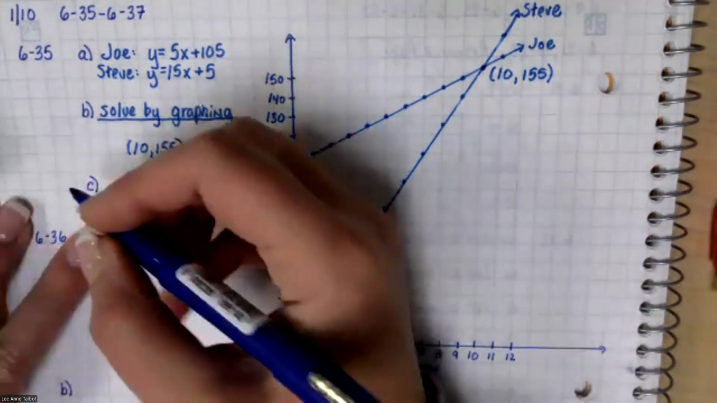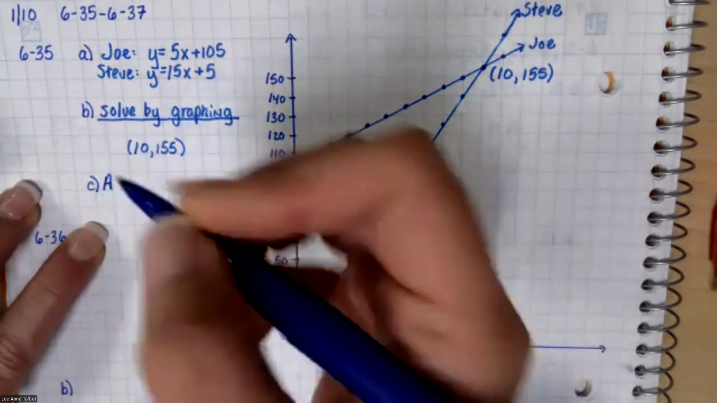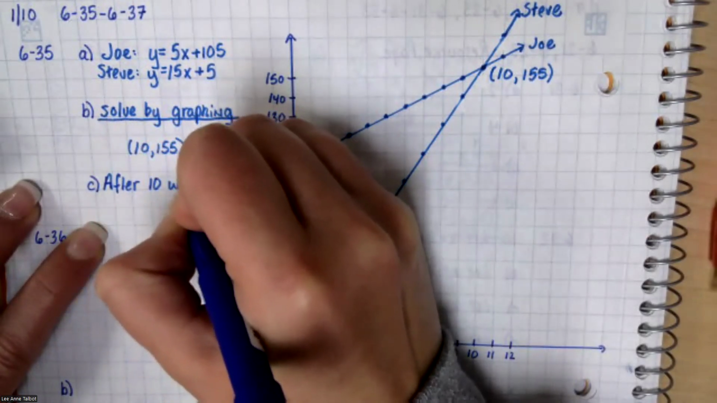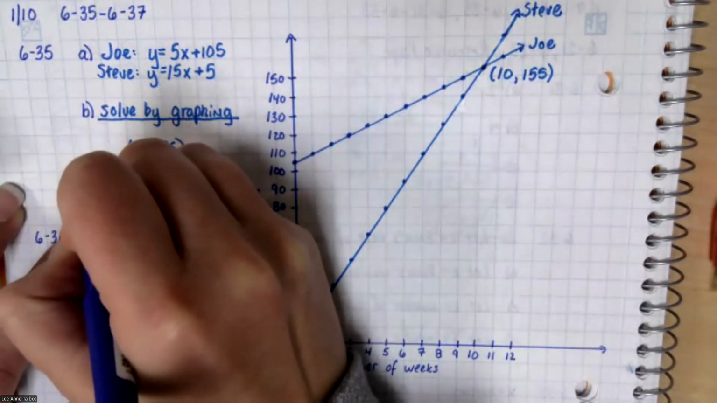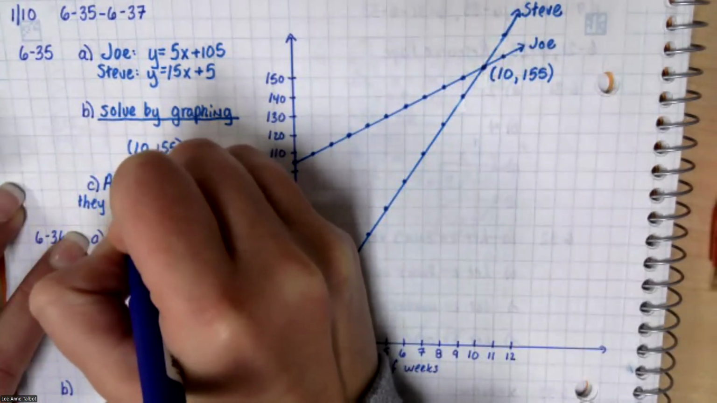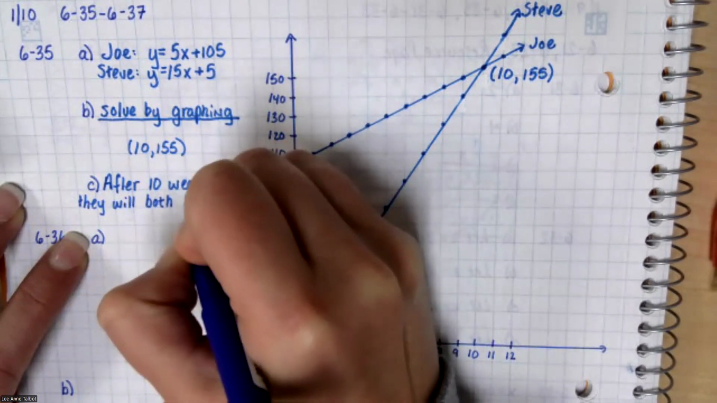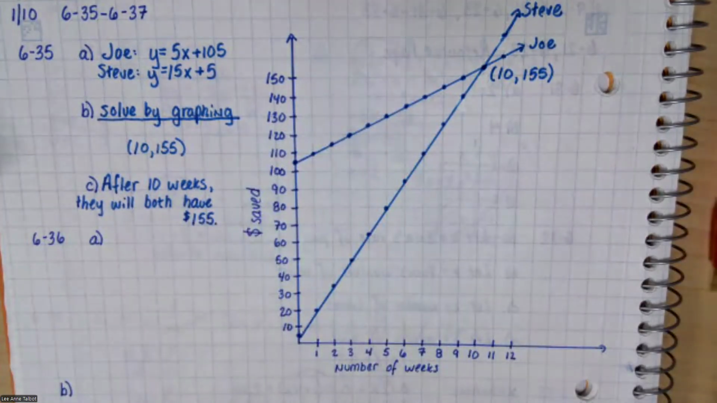Okay, now for c, we're going to write a conclusion sentence. After 10 weeks, they will both have $155. So that's what this problem is determining.